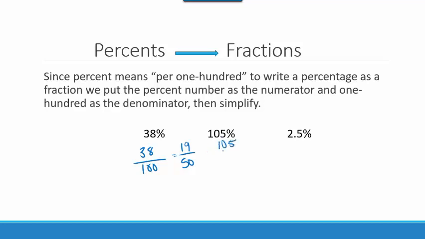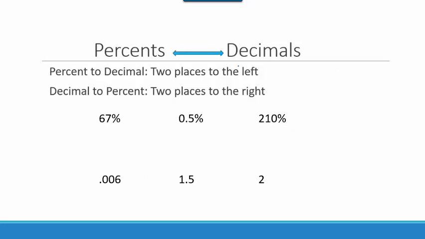Same thing here, even if it's over 100%, we could still write it over 100. Now, keeping this as an improper fraction, we could simplify it down to 21 over 20. And then this one, you never want to have a decimal as part of your fraction. So in order to fix that, what we can do is move the decimal one place to the right to make this 25. If we're going to do that, we also have to add one zero. So this is the same thing as 25 over 1,000, which if you divide both of those by 25, you get a reduced fraction of 1 over 40. So again, percents to fractions, you're going to write the percent over 100.